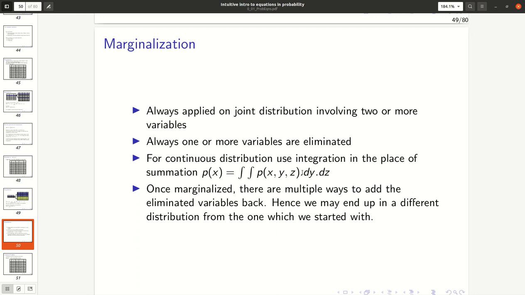Once marginalized, there are multiple ways to add the eliminated variables back. Not only eliminated ones, to any table we can add new variables in multiple ways, because there are multiple ways to split the existing probabilities across new variables. Hence we may end up in a different distribution from the one which we started with.